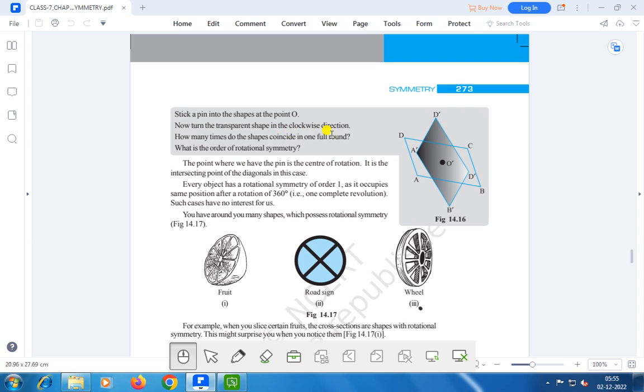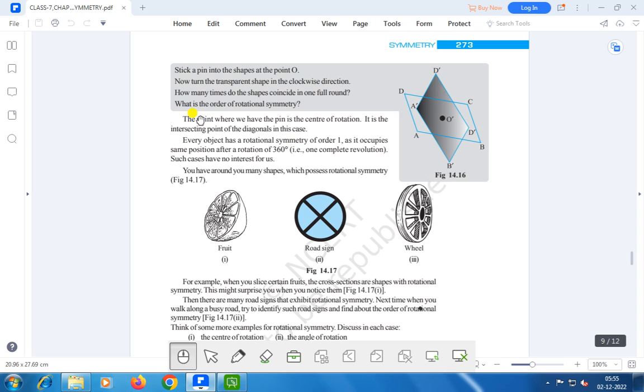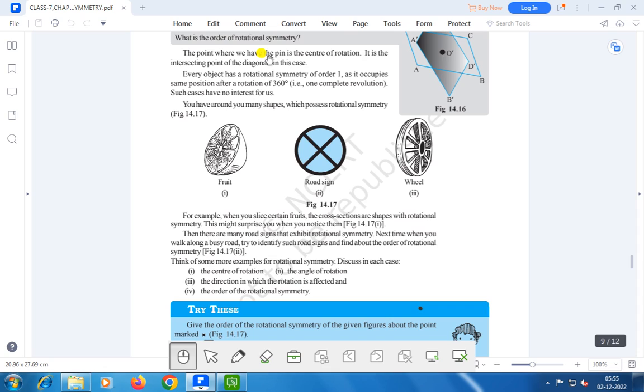Now turn the transparent shape in the clockwise direction. How many times do the shapes coincide in one full round? What is the center? What is the order of rotational symmetry? The point where we have the pin is the center of rotation. It is the intersecting point of the diagonals in this case.